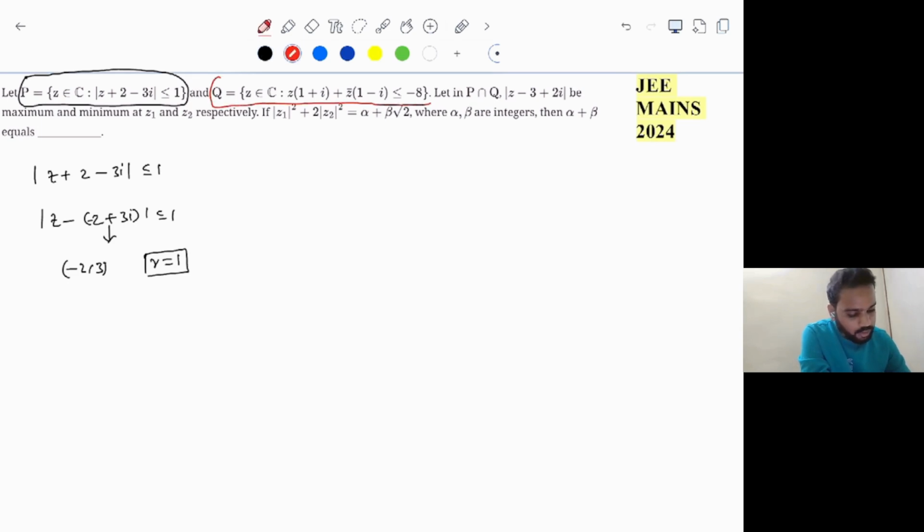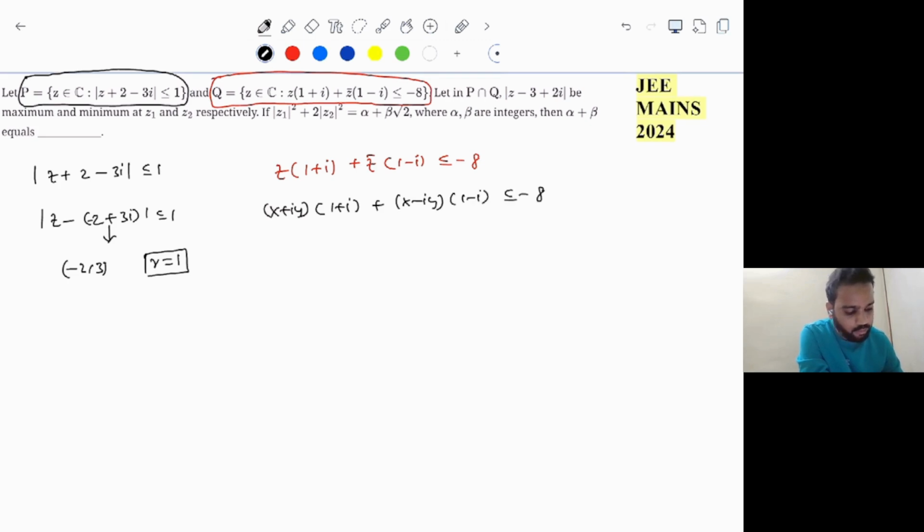So we'll draw the diagram later, but at the same time let's discuss this set Q here. This set Q is giving the locus z into (1 plus i) plus z bar into (1 minus i) less than or equal to minus 8. Now clearly it is a straight line inequality because it's a standard form of a straight line, right? And if you do not know the standard form of a straight line, still no problem. Directly you can put z equal to x plus iy and simplify this one. So it is (x plus iy) multiplied by (1 plus i) plus (x minus iy) multiplied by (1 minus i) less than or equal to minus 8.